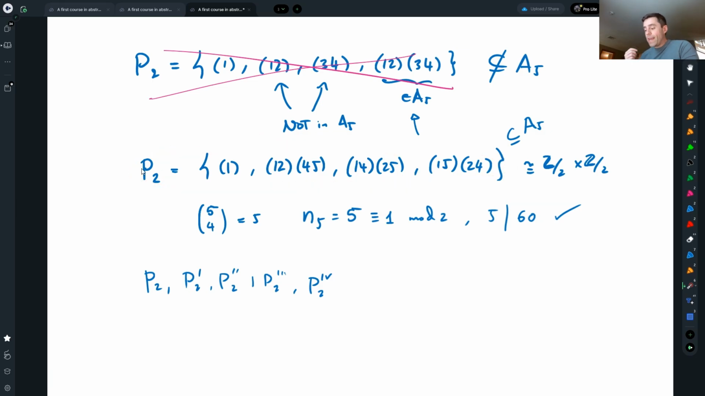All right, so next, we have already proved the first Sylow theorem. So next, what I'm going to do is prove the second Sylow theorem.